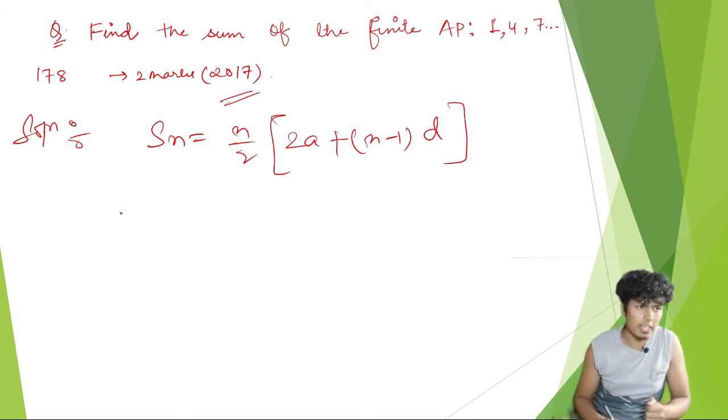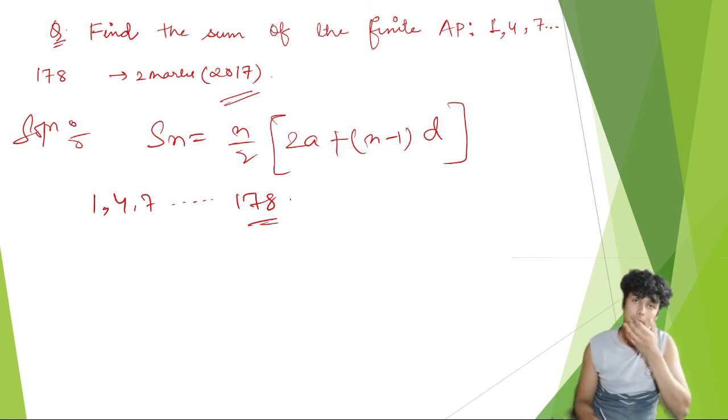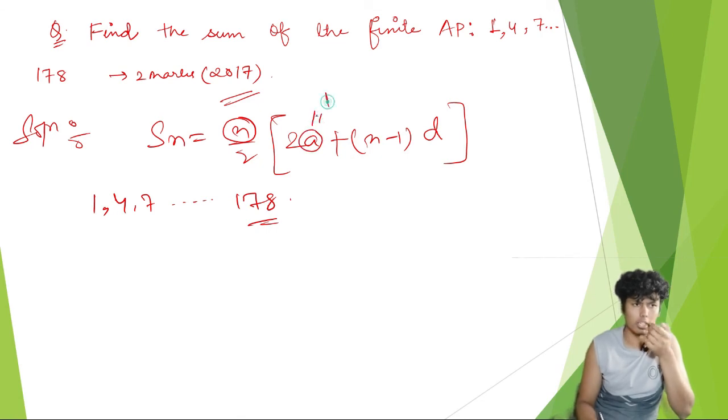Now what the question is giving us is 1, 4, 7, ..., 178. We need to find the sum of all this. Do we know the value of n? No. Do we know the value of a? Yes, a is 1. What is the value of d? 4 minus 1, that is 3. So here we need to find the value of n first.